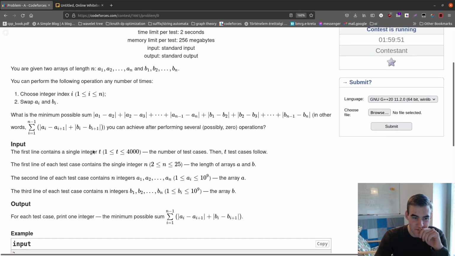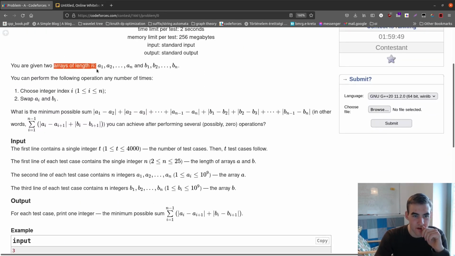So problem A, you are given two arrays of length n. You can perform the following operation any number of times. Choose integer index i, swap ai and bi, okay? Possible sum you can achieve after performing several, possibly zero, operations.